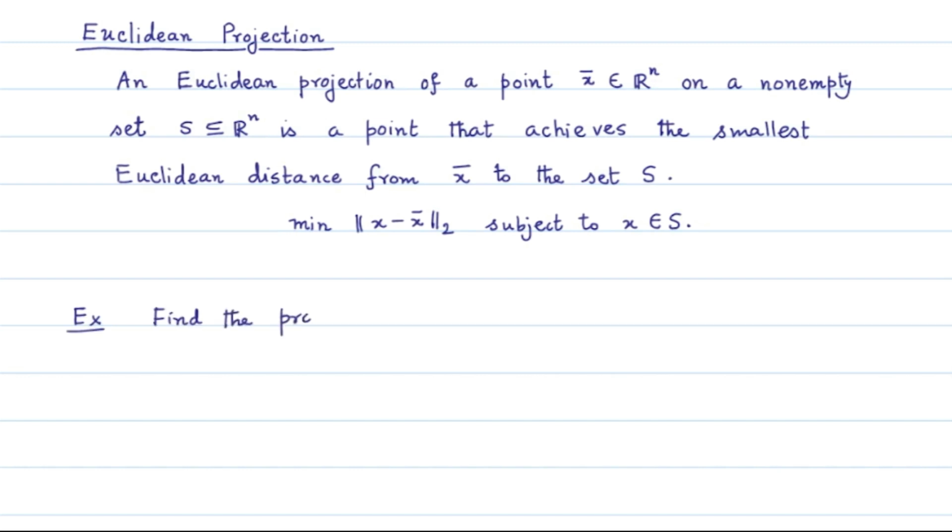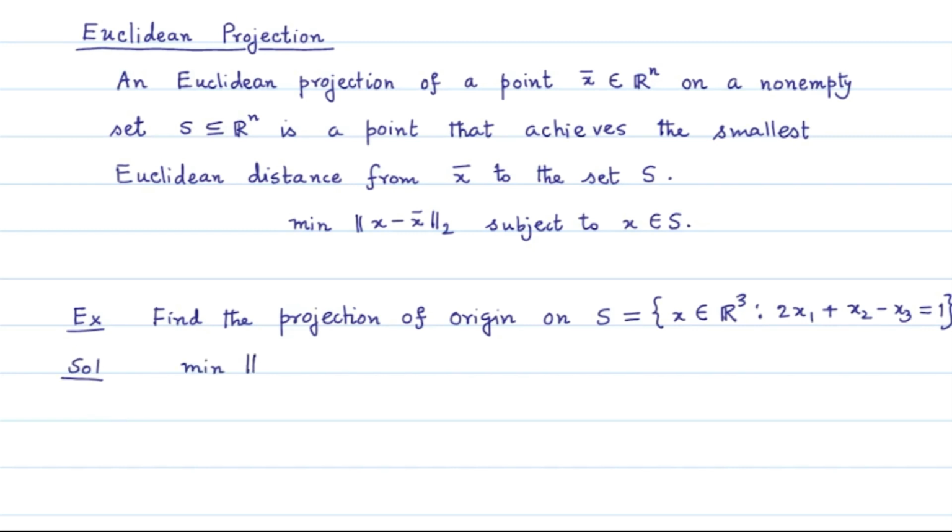Find the projection of origin in R3 on the plane capital S given by. To find the Euclidean projection of origin on this set capital S, the corresponding optimization problem is minimization of norm x, where x is subjected to 2x1 plus x2 minus x3 is equal to 1. Here obviously this x is having three coordinates x1, x2, x3.